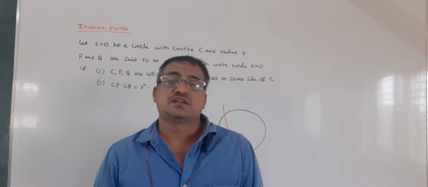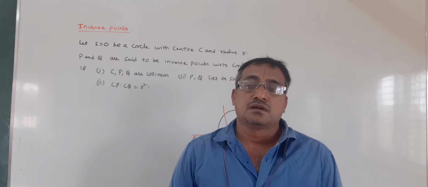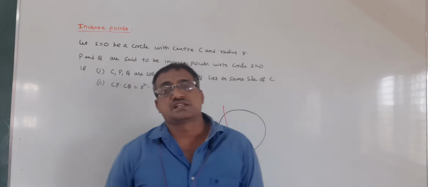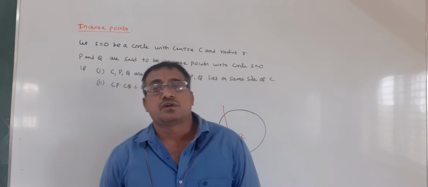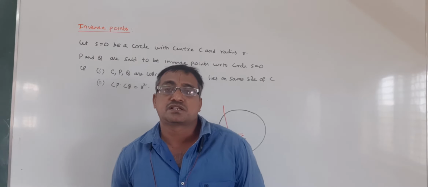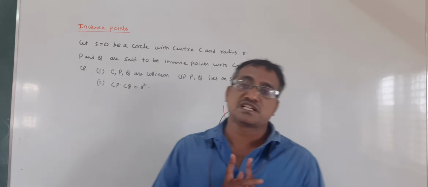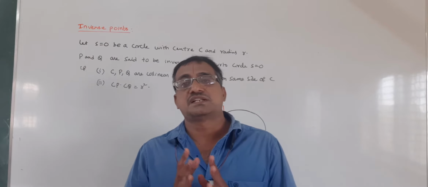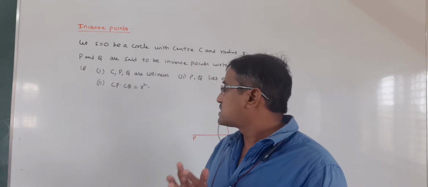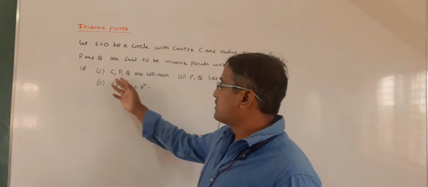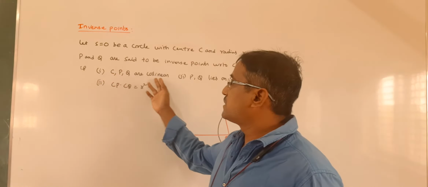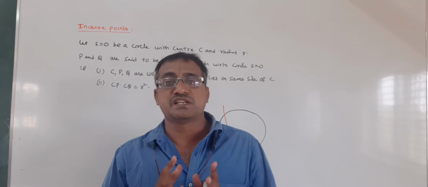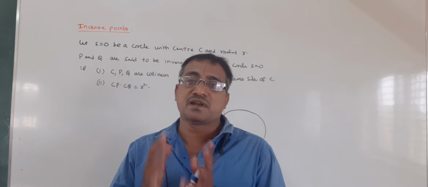Next definition, inverse points. Let S = 0 be a circle with center C and radius R. Two points P and Q are said to be inverse points with respect to the circle S = 0 if they satisfy some conditions like this. First one is C, P, Q are collinear. That means they must lie on the same line.